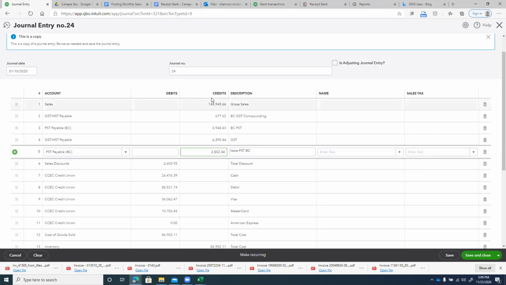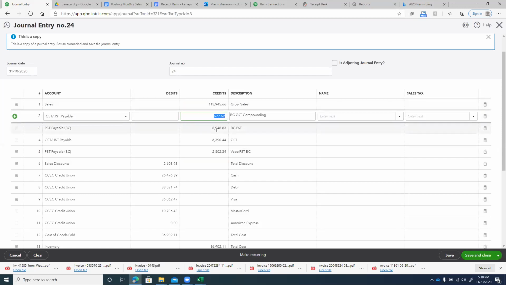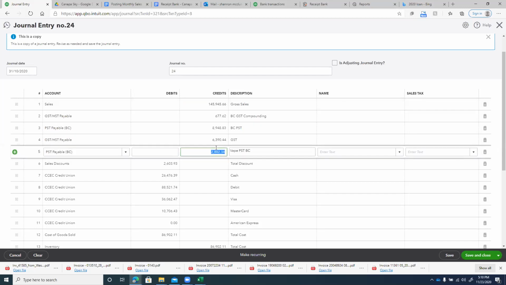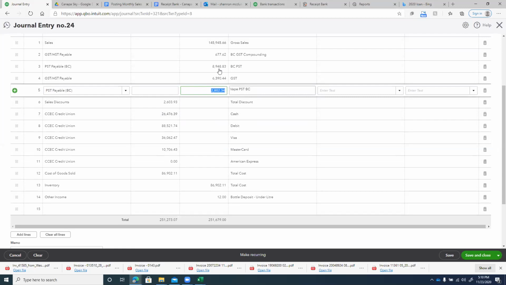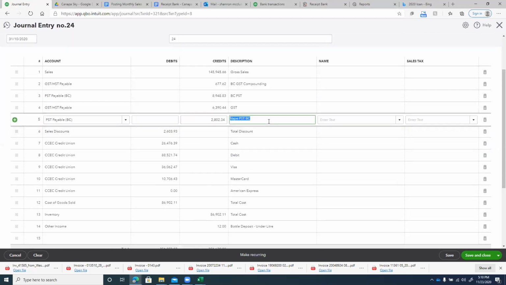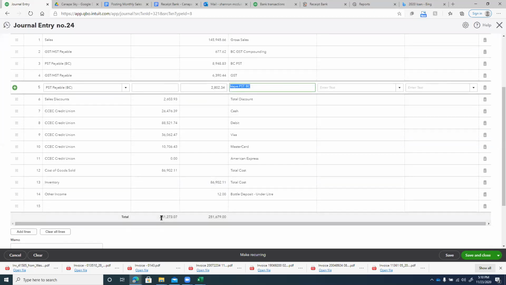So these are all credits because these are all of our sales. So we sold 145,000 and then we collected GST, PST, another kind of GST, and another kind of PST. So that's the credit side of the journal entry. Everything in accounting always has to balance. So your credits down here always need to total your debits over here.